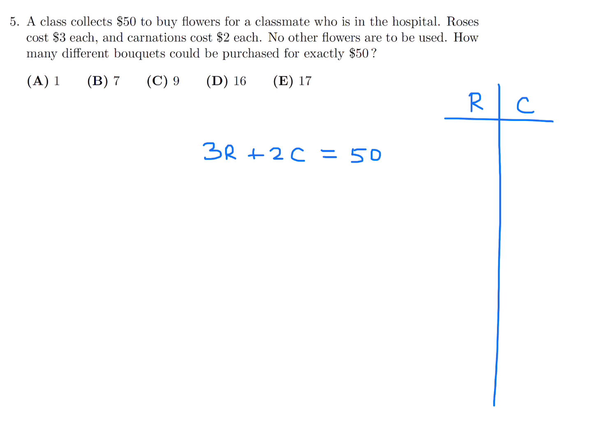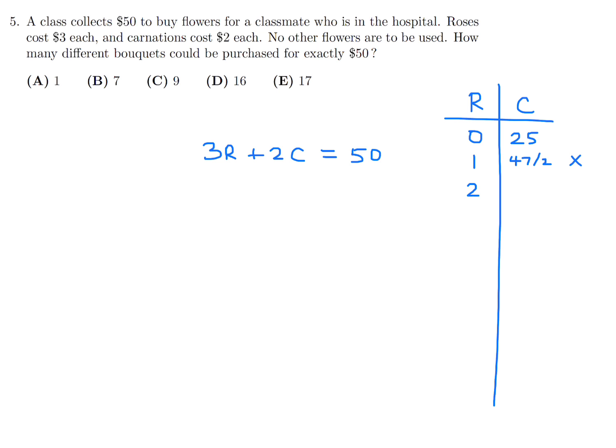So here we go. Let's start. If R is 0, C will be 25. So we got one integer solution. If R is 1, C is 47 over 2. Well, that can't work, right? Because you can't have 47 over 2 carnations. I guess you could, but obviously that's not what they want.